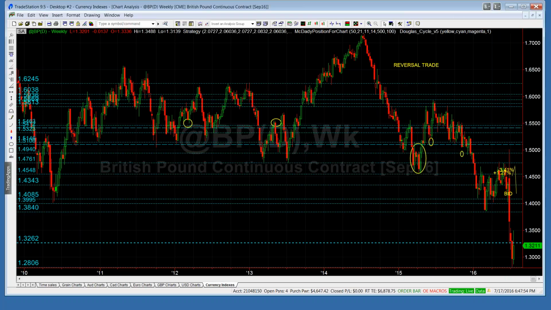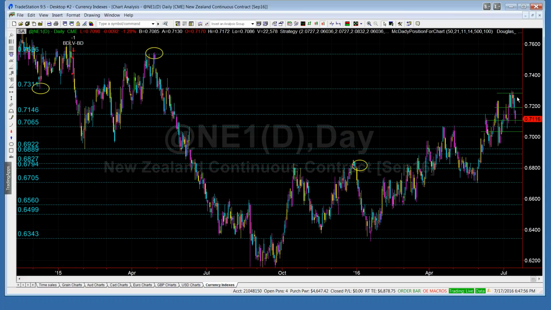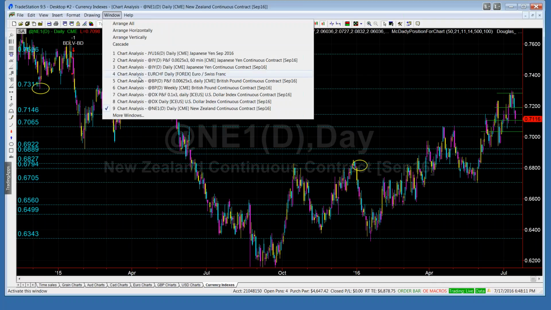The New Zealand, as you can see, is also like the yen, pushing higher. We had a correction. So if it gets above the 71.46, we will buy some New Zealand. The Aussie, pretty much the same.